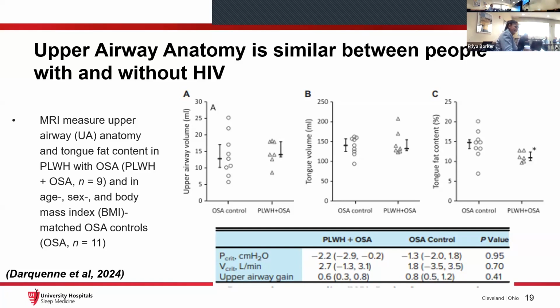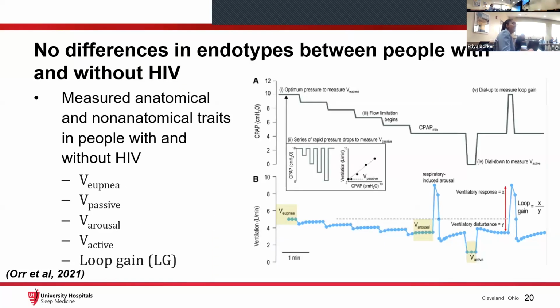And then the same group out of California also wanted to assess differences in endotypes between people living with HIV and without HIV. And so they took these people into the sleep lab. They all had a baseline sleep apnea study in order to make sure that they had sleep apnea prior to coming in, and so then they underwent a research polysomnogram.